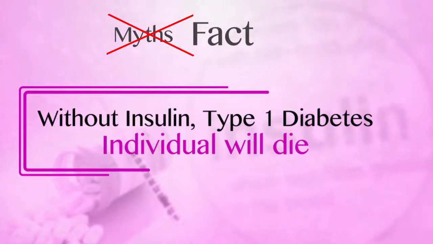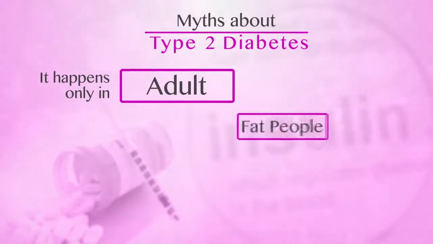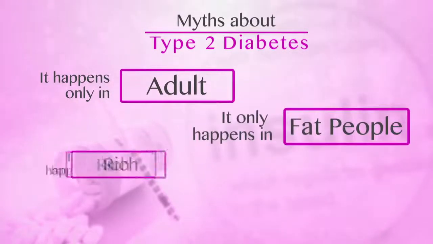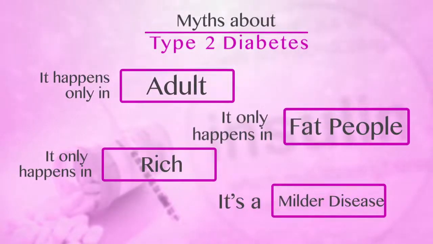The myths about type 2 diabetes are that it happens only in adults, that it only happens in fat people, that it only happens in the rich, and that it's a milder disease because you don't need injections, it can be managed with tablets.